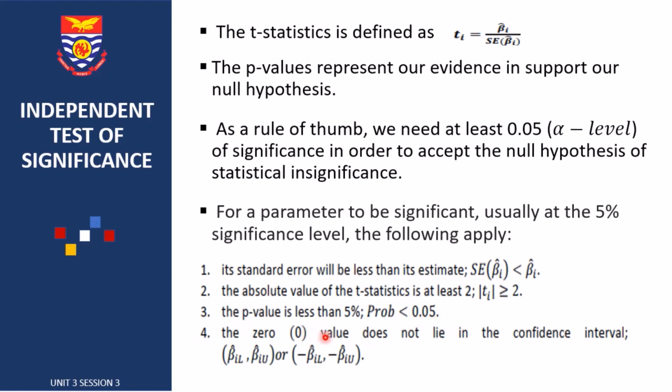The zero value should not lie in the confidence interval, so we should also ensure that the zero value does not lie in the confidence interval. So the value between the critical values should not be found at the zero line. It should not be significantly different from zero. That's what this simply means. So our coefficient or our p-value should not be significantly different from zero.